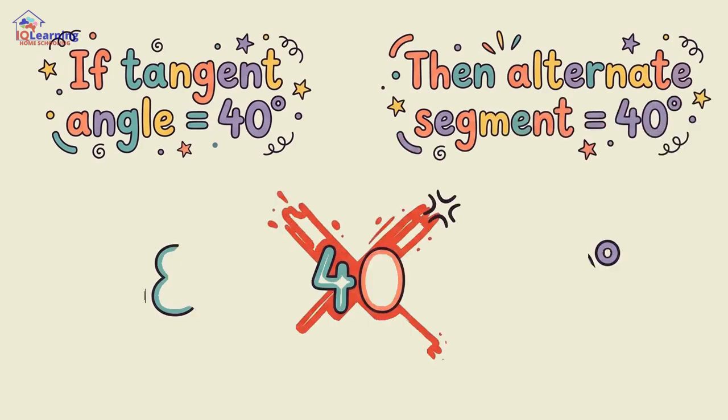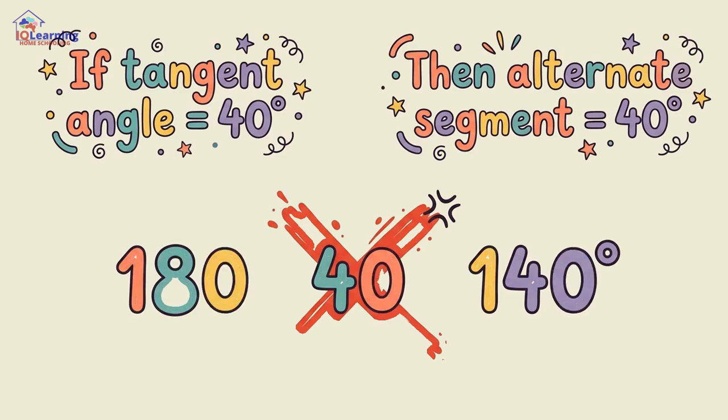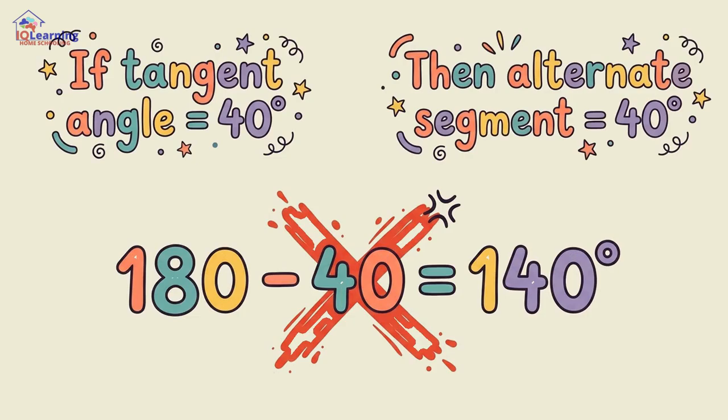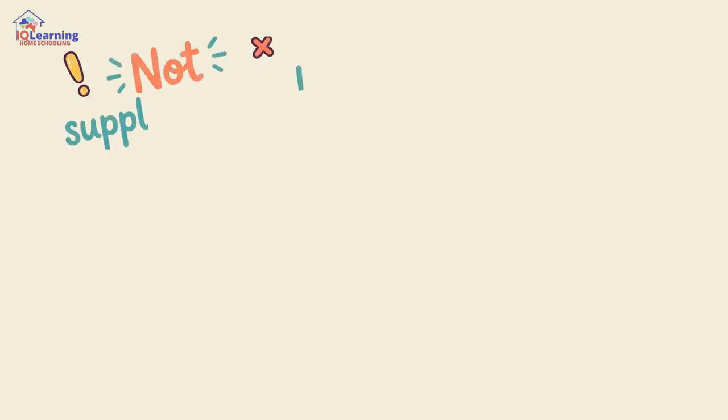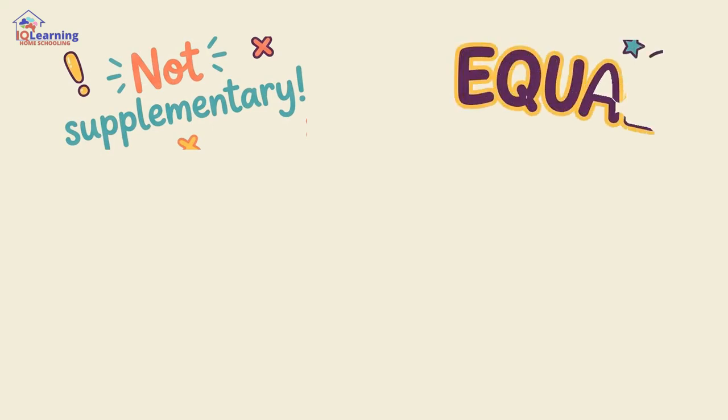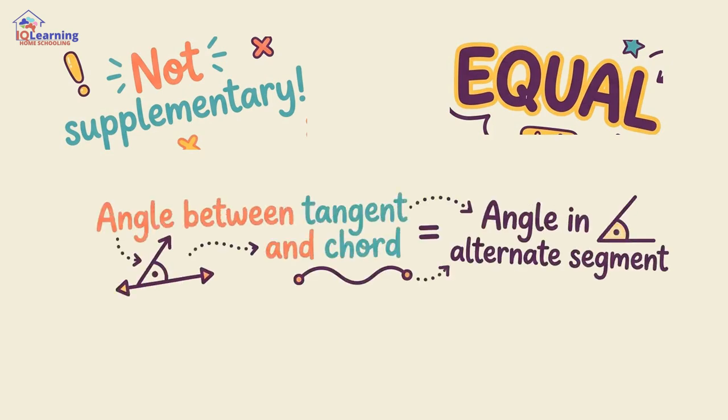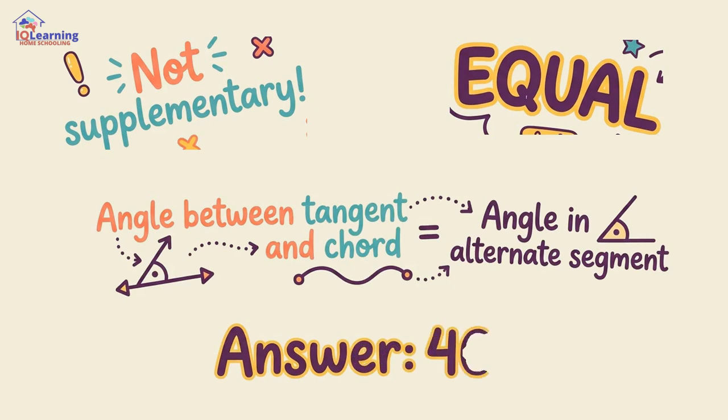A very common mistake is doing 180 minus 40 and getting 140 degrees. Don't do that here. These angles are not forming a straight line together. The theorem does not say supplementary, it says equal. So remember the shortcut. Angle between tangent and chord equals angle in the alternate segment. Therefore, the answer is 40 degrees.